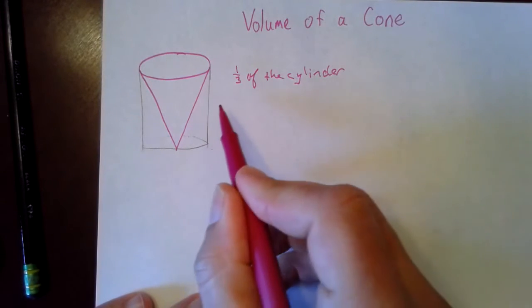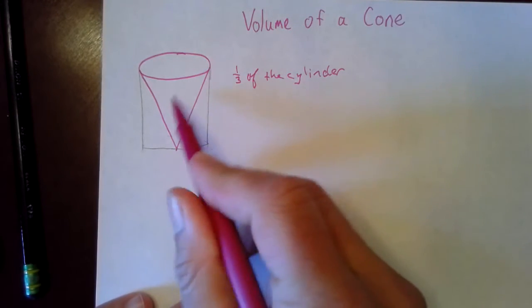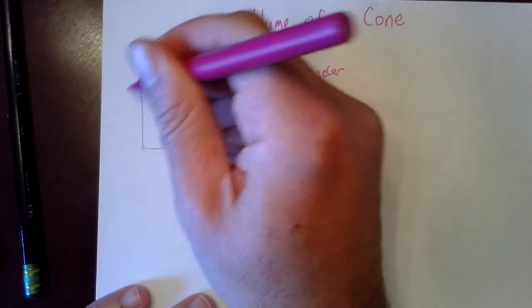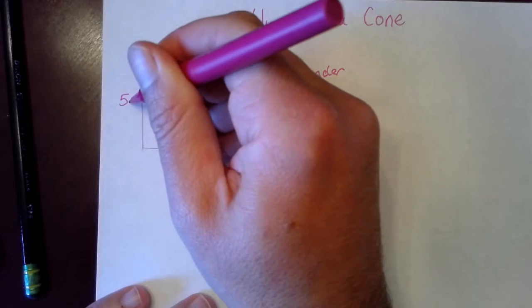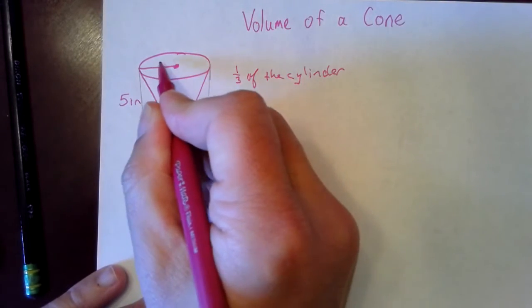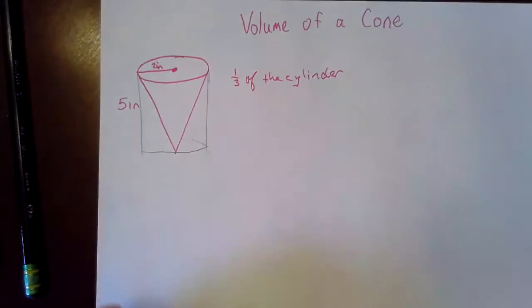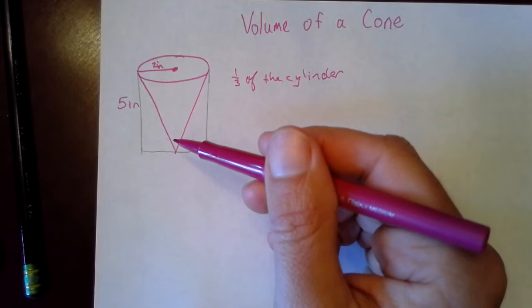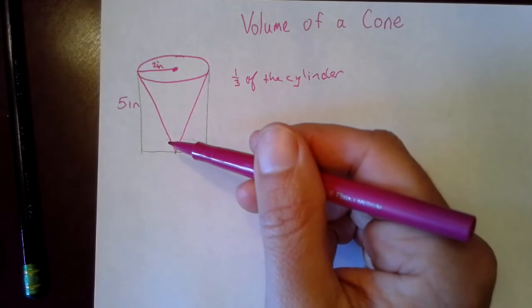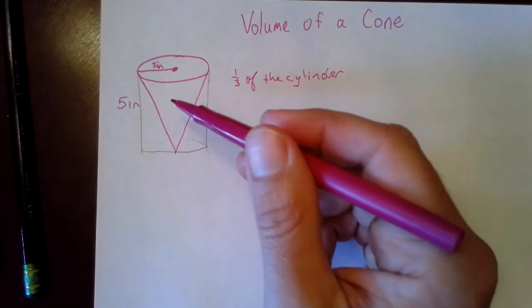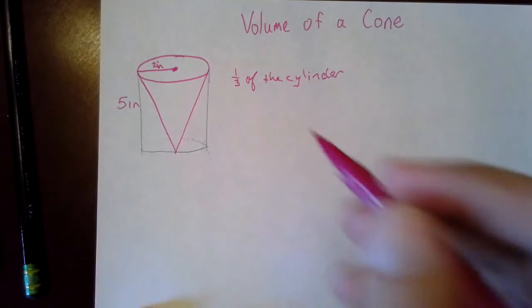If I have the volume of a cylinder with the same exact dimensions as the cone, meaning let's say the height is 5, the exact height of this is 5 inches, and let's say the radius is 2 inches. If I were to find the volume of the cylinder, and then find 1/3 of that, that would give me the volume of the cone with the same exact dimensions.